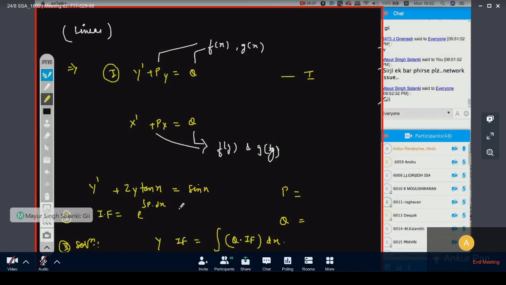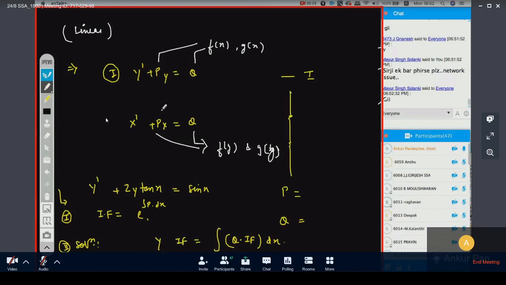Got it? Good. Then we write the solution of it. The solution is integrating factor is e to the power integral of P dx. So the solution is y into integrating factor equals integration of Q into integrating factor. Simple. So now you have a question in front of you.